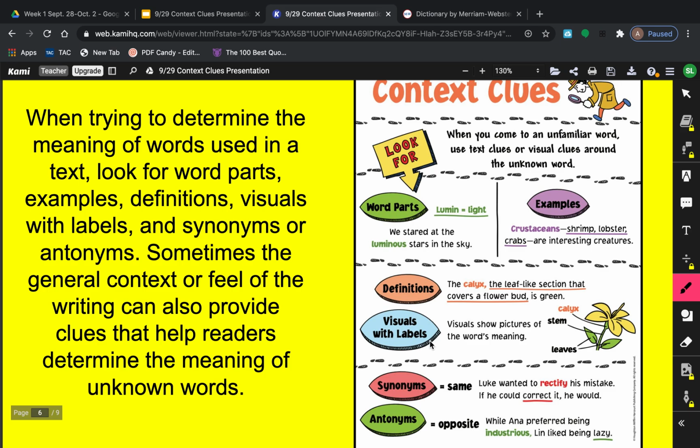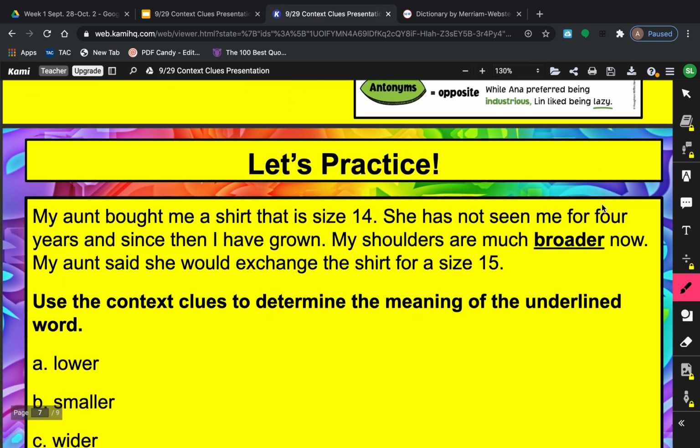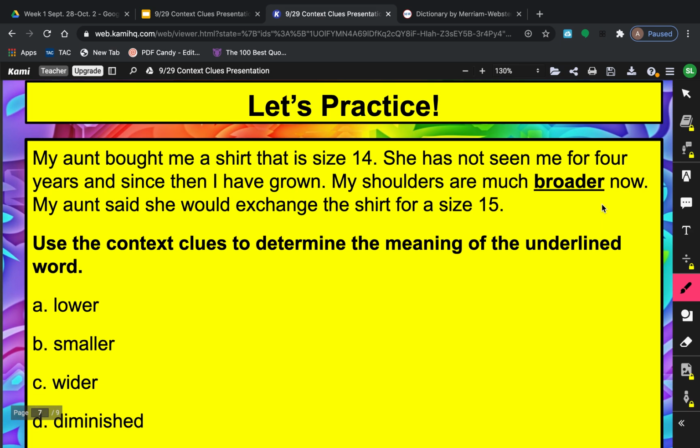Sometimes the general context or feel of the writing can also provide clues that help readers determine the meaning of unknown words. So if you take a look at the anchor chart here, it shows you some examples of clues to look for when we are trying to define unfamiliar words when reading. It is important that you use these clues to help you determine the meaning of those unknown words. So let's practice determining the meaning of unknown words.